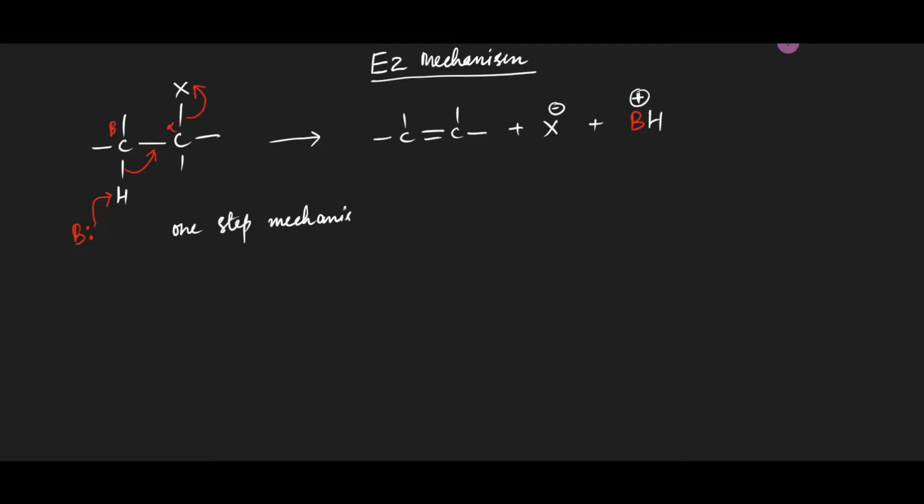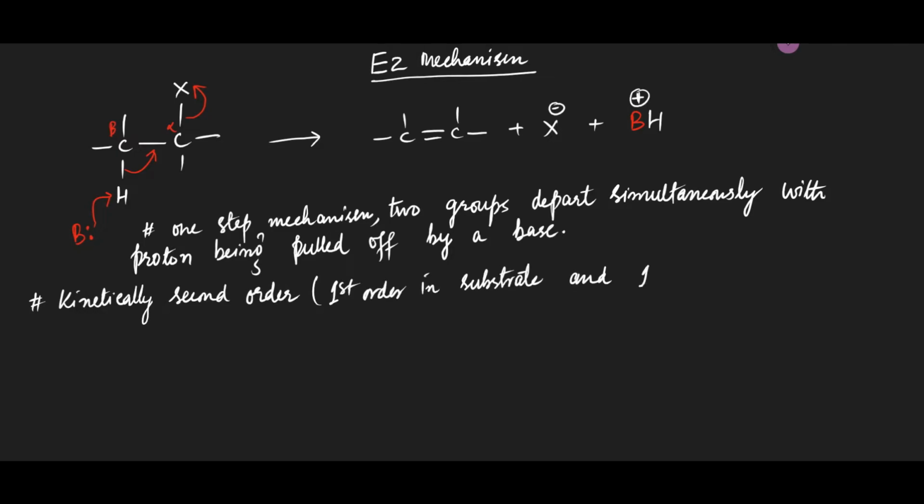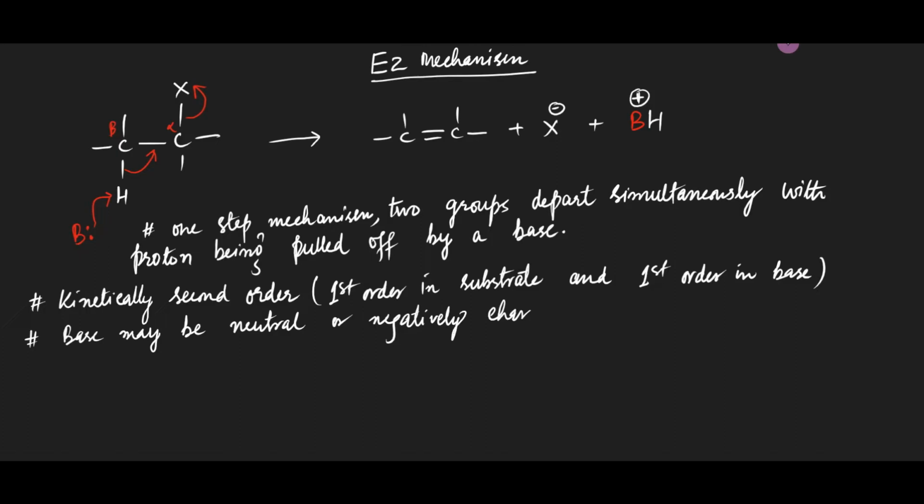It is obvious that this is a one-step mechanism. Two groups depart simultaneously, with the proton being pulled off by a base. Therefore this only step must also be the rate-determining step. Therefore, the mechanism must be kinetically second order: first order in substrate and first order in base. This is obvious, because the rate-determining step involves both substrate and base. Since two molecules are involved in the RDS, it is called E2 mechanism, elimination bimolecular. The base used may be neutral or negatively charged.